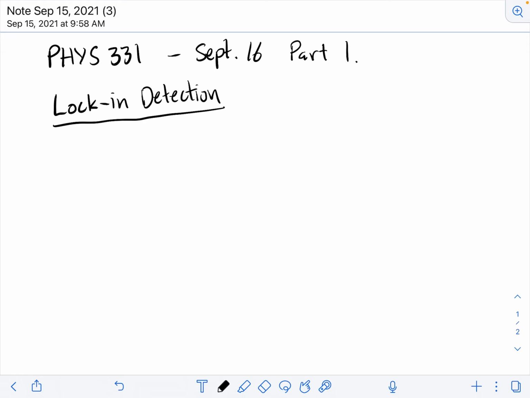And it's often the case that you do know the frequency of the signal you're trying to detect, because when you set up an experiment, it's often the case that you're driving the apparatus with some signal of a known frequency, and then you're looking for a response at that same frequency.